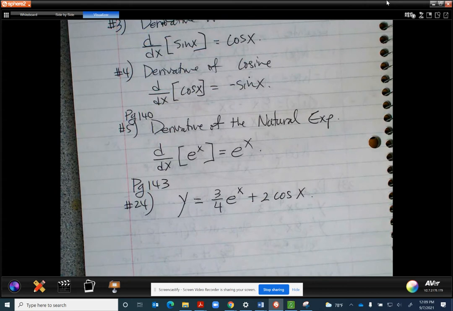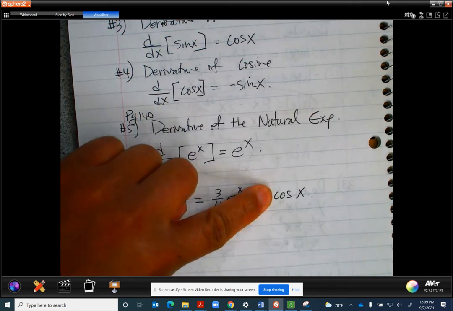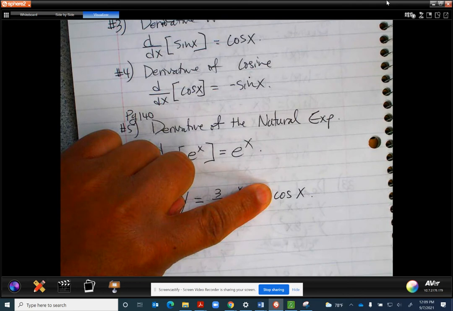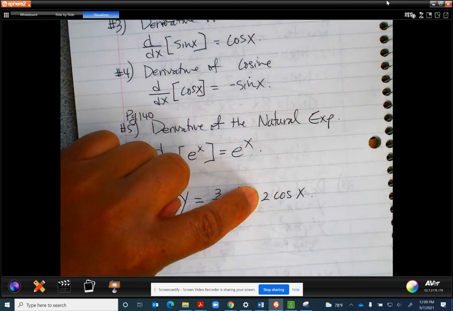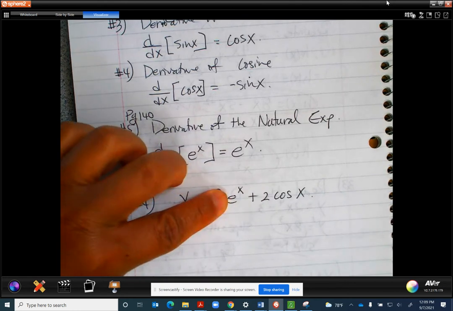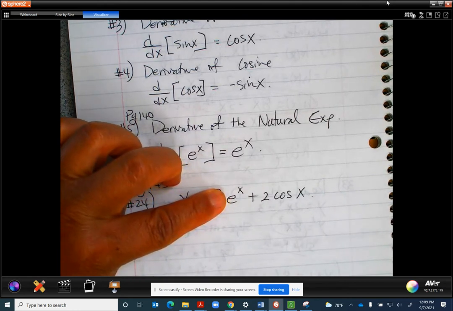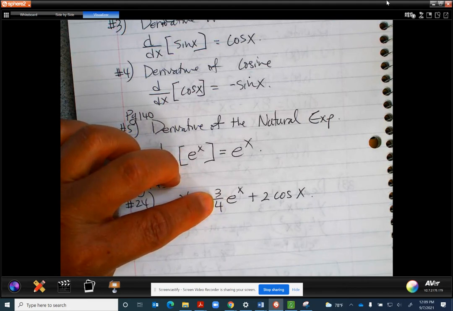Alright, so I want you to think about it. Don't solve it yet. I want you to just think about it again. A lot of it you can do it in your head. Mental math. Alright, here's a cosine. Do you know the derivative of cosine? Negative sine x. So 2 times negative sine x is just negative 2 sine x. Does that make sense? Here's e to the x. What's the derivative of e to the x? E to the x. So there's 3/4, so your answer is 3/4 e to the x.